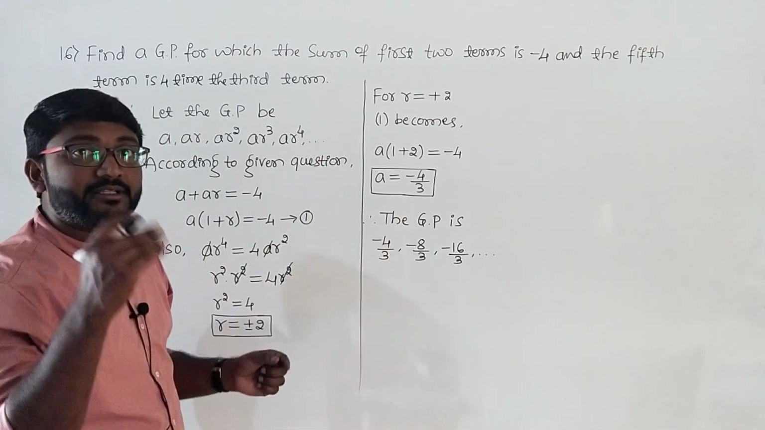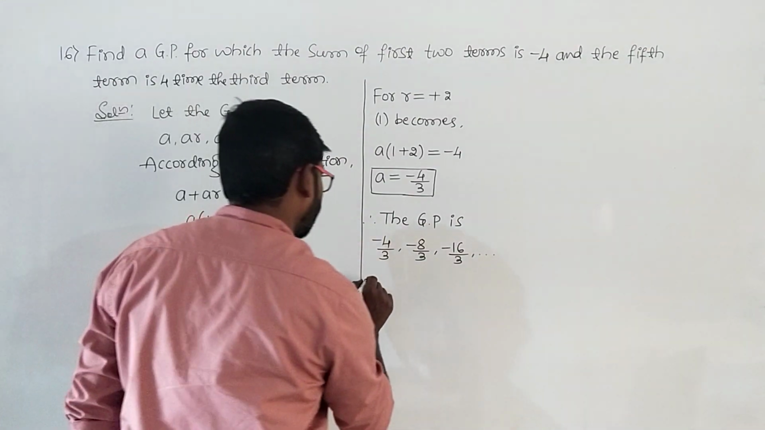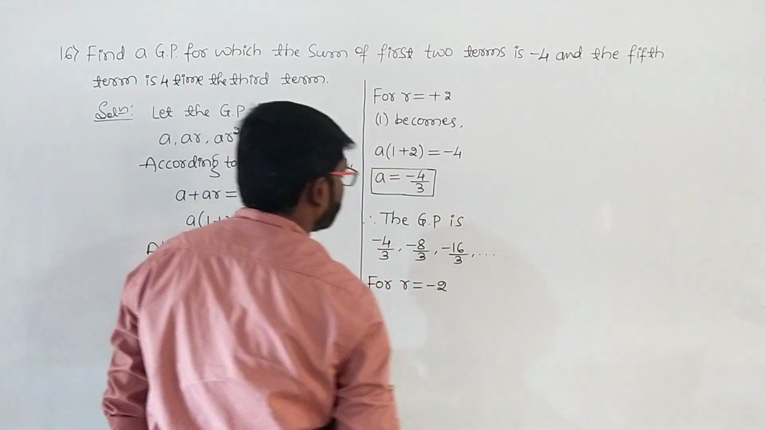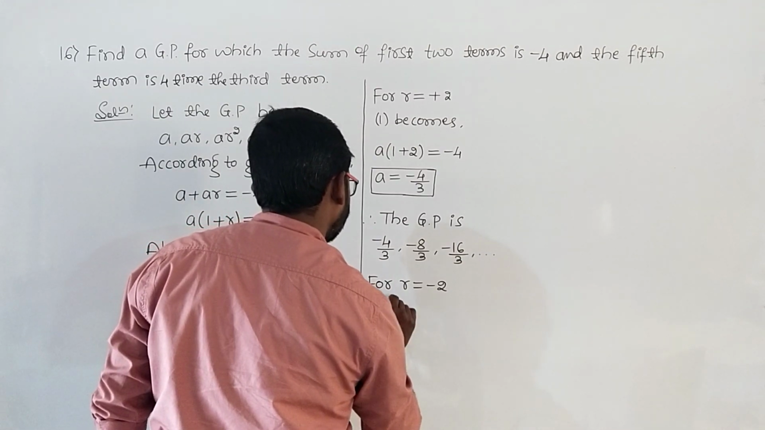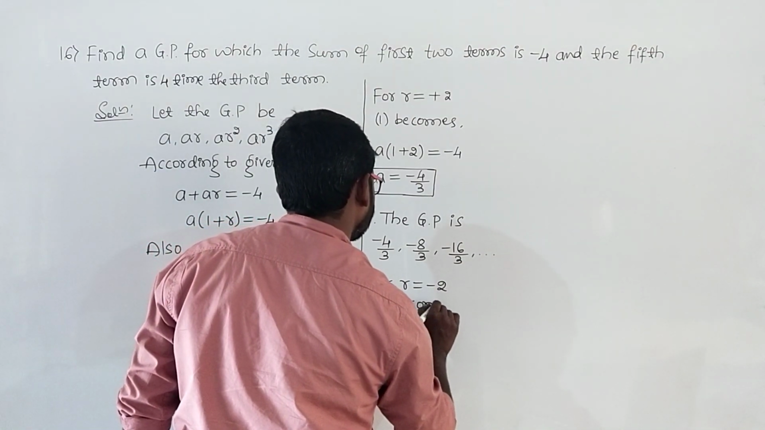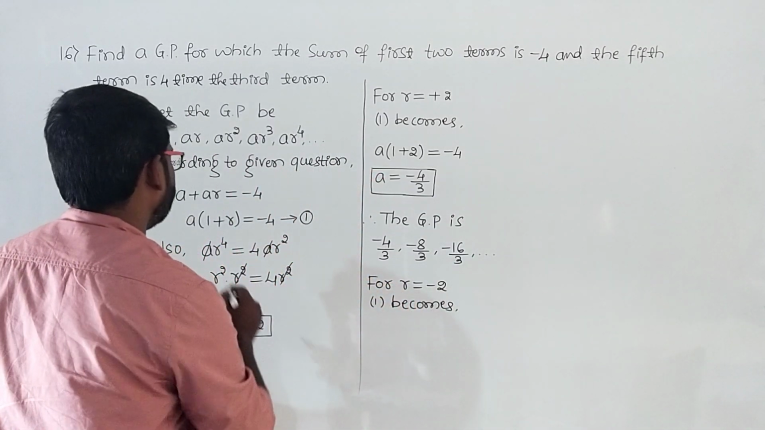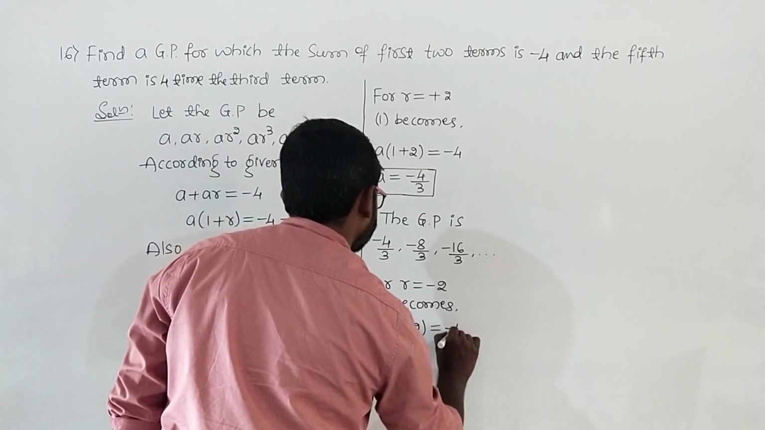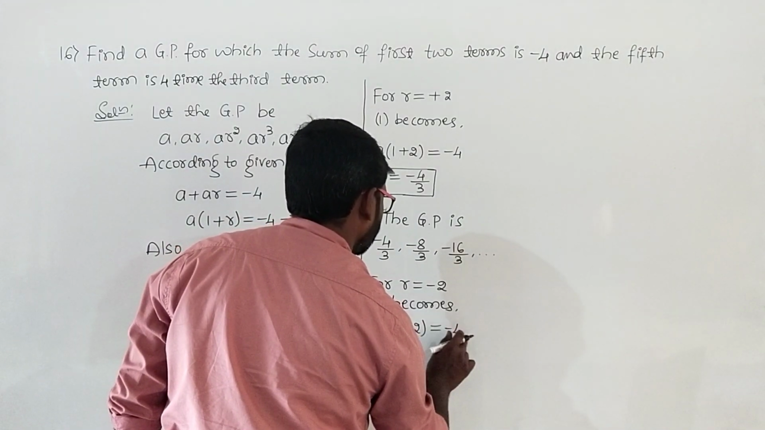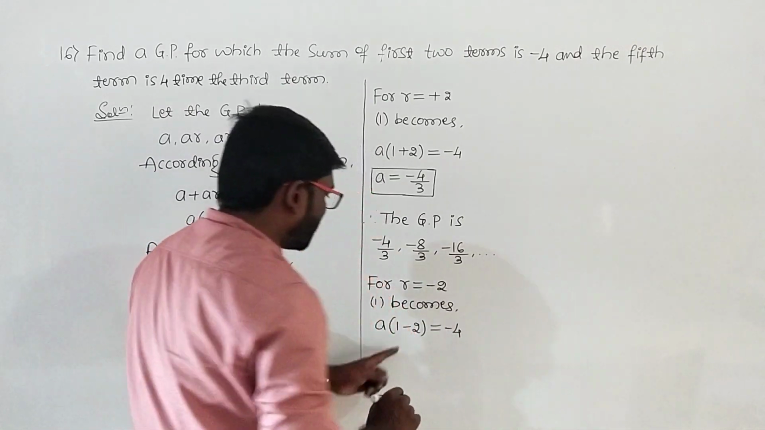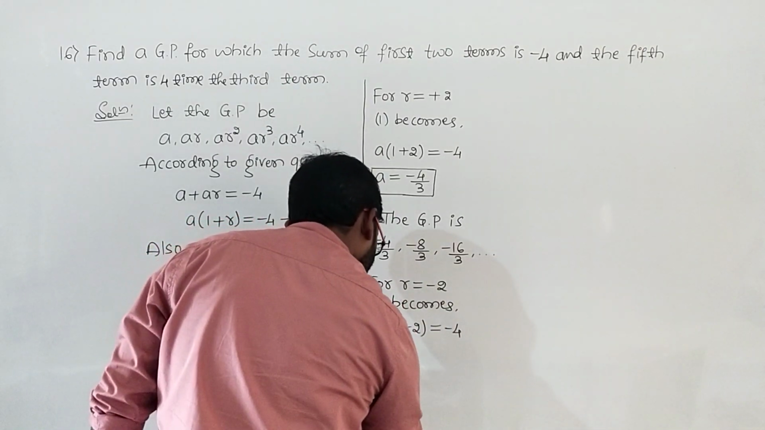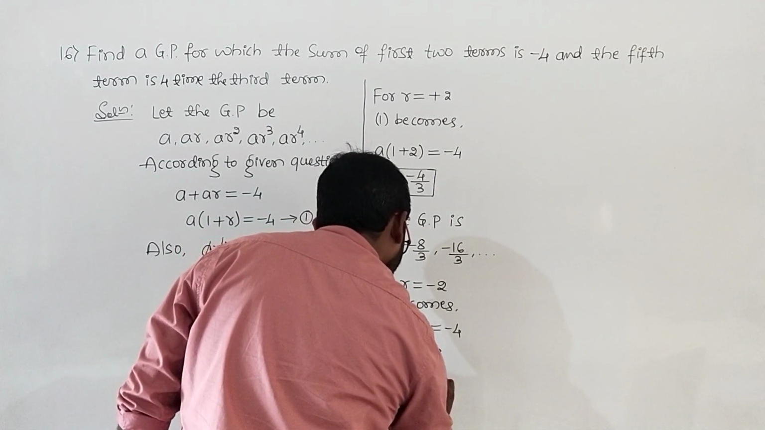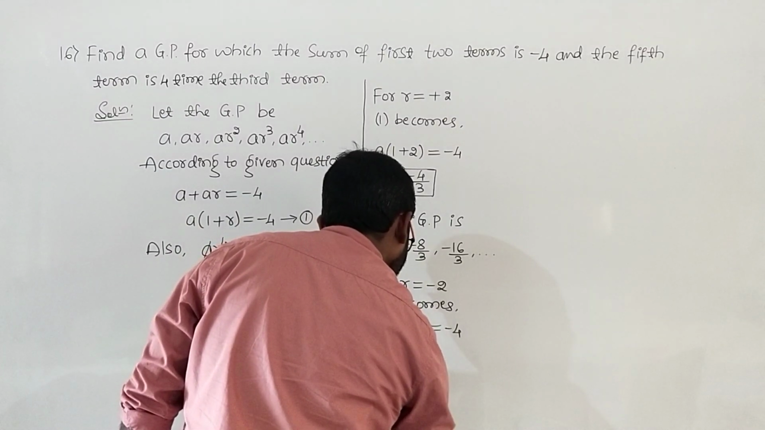Now, we will have to take the other case, R equal to minus 2. For R equal to minus 2, equation 1 becomes A into 1 minus 2, which is equal to minus 4, and then 1 minus 2 is minus 1. You get minus A is equal to minus 4, A is equal to 4. So we have the value of A as 4.